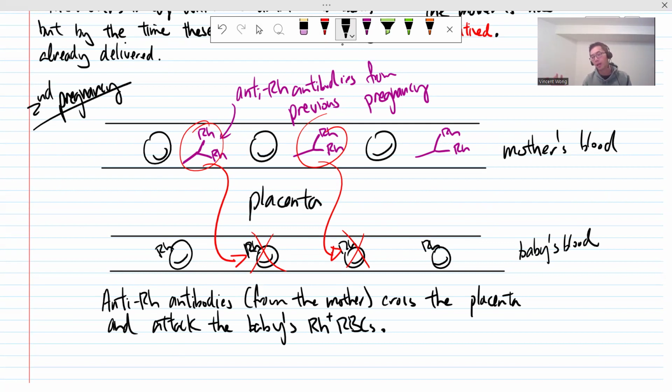And then the red cells will die, right? Hemolysis. The stuff we talked about at the beginning of class today. There's going to be cross reaction. It's going to be clumping or agglutination. And then hemolysis. It's bad news for the baby. I'll tell you more about the symptoms and stuff like that. But in terms of the theory, do you understand why this is happening?